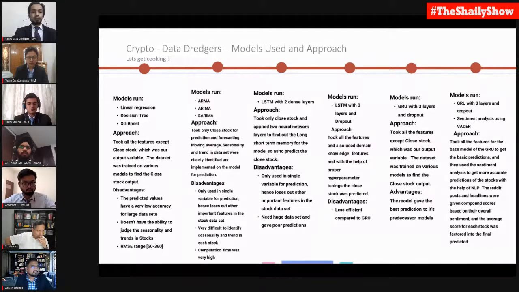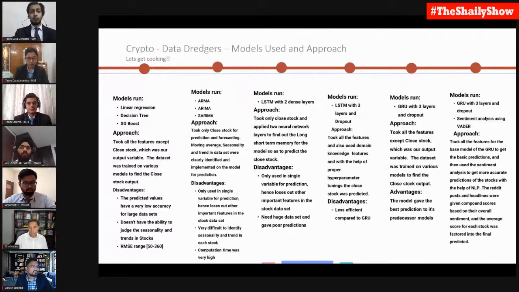As we saw, there were a few disadvantages here: the predicted values have very low accuracy for large data sets, and the RMSE range was around 50 to 360 when we tried it for almost 25 stocks.